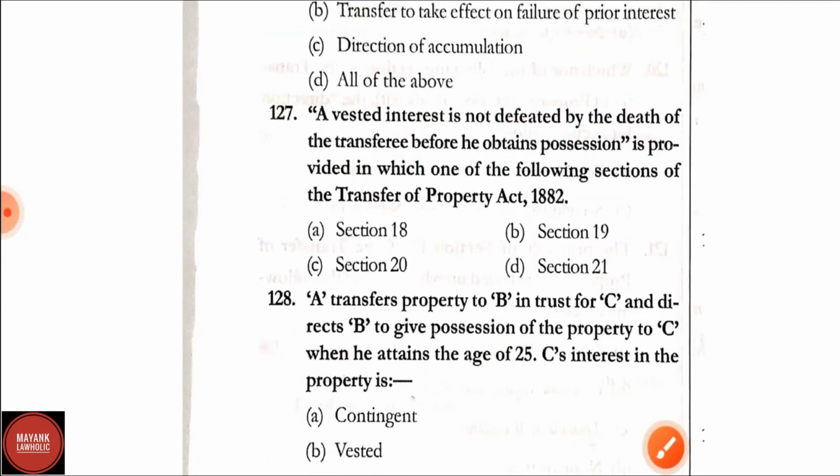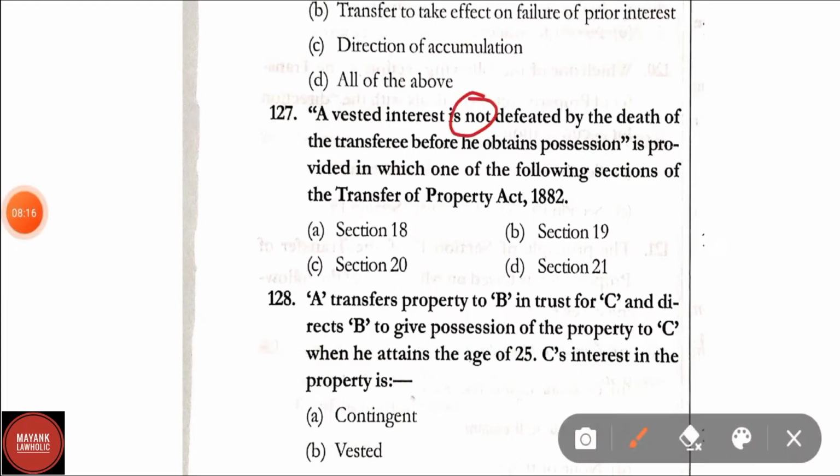Question number 127. A vested interest is not defeated by the death of a transferee before he obtains possession is provided in which of the following sections of TPA? Options are section 18, section 19, section 20, section 21. Correct answer is option B, that is section 19.